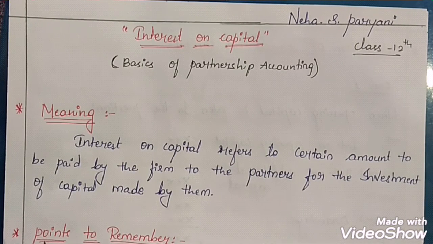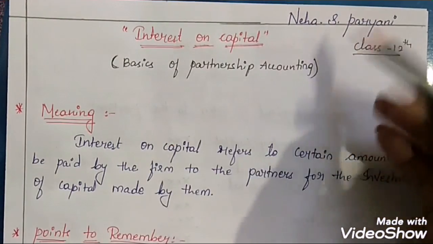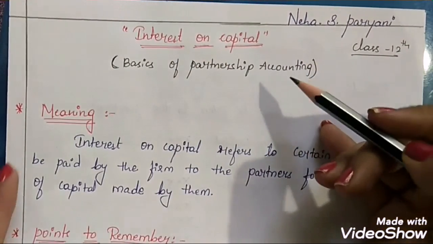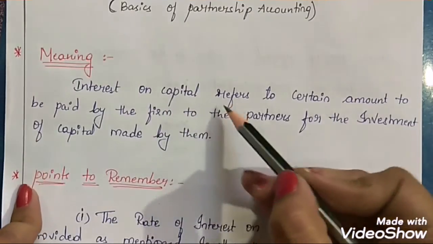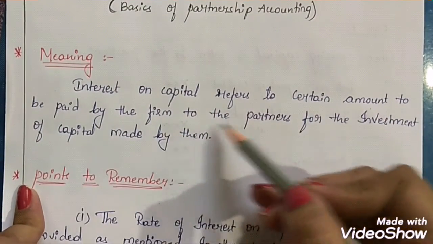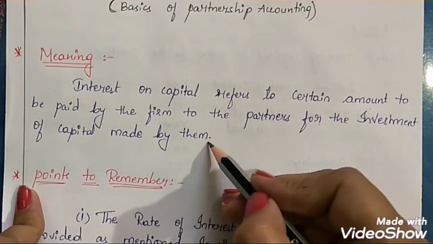So in today's session we are going to discuss another topic from the chapter Basics of Partnership Accounting, that is calculating interest on capital. Okay, so we'll start with its meaning. Interest on capital refers to a certain amount to be paid by the firm to the partners for the investment of capital made by them.